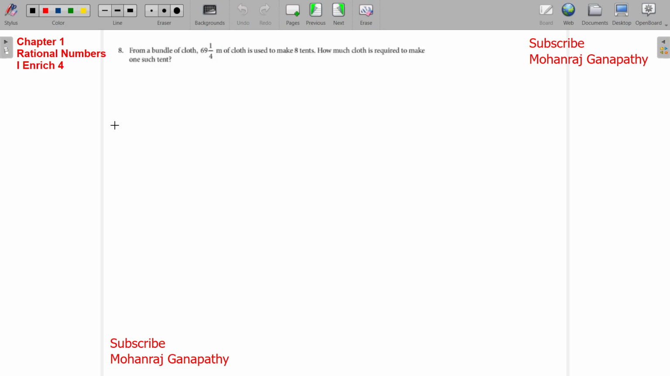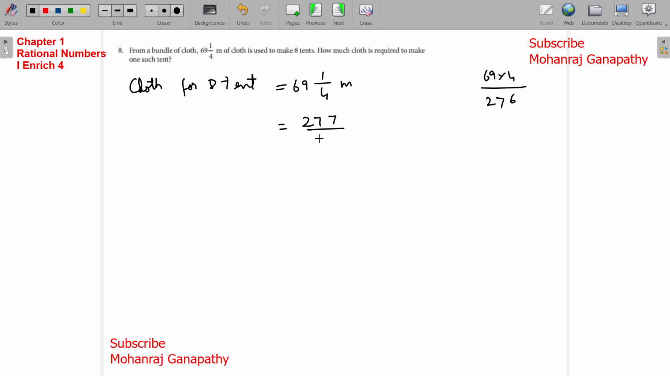8th sum. From the bundle of cloth, 69 1 by 4 meter of cloth is used to make 8 tents. How much cloth is required to make one such tent? Cloth for 8 tents is equal to 69 1 by 4 meter, or 69 into 4, 276 plus 1, 277 by 4 meters.